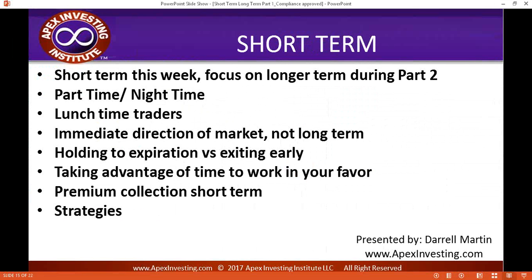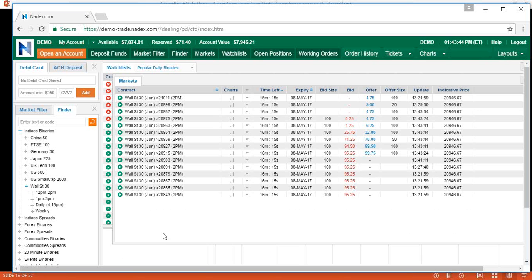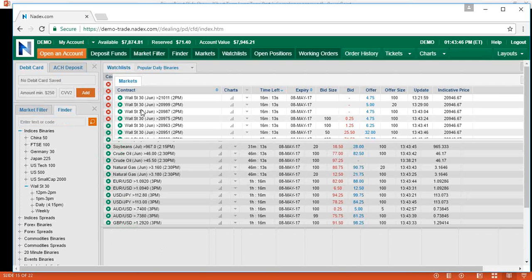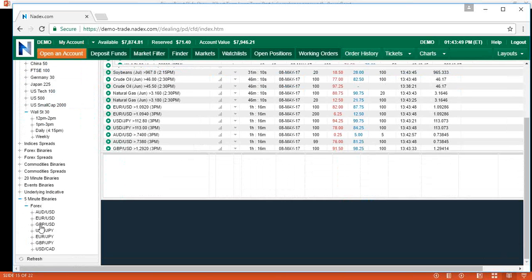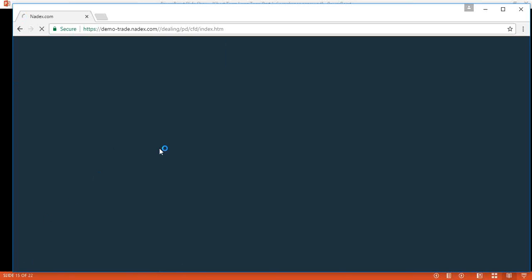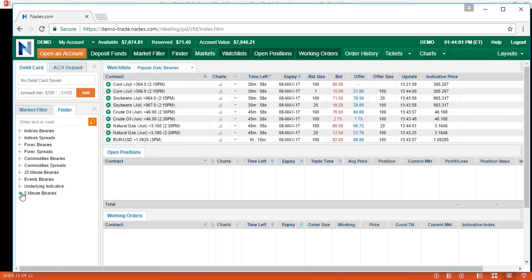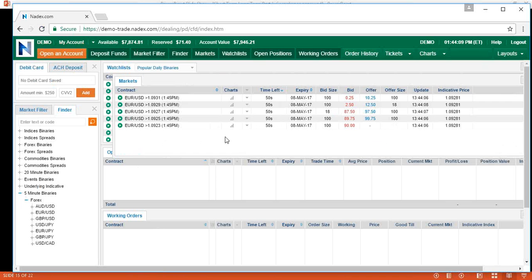So why would you want to use shorter term binaries? 5-minute binaries, 20-minute binaries, intraday binaries. All right, let me show you an extreme example, a very extreme example. You really got to get this. Let's look at 5-minute binaries, let me refresh this. Let's look at 5-minute binaries here real quick on, let's say, euro dollar. Okay.